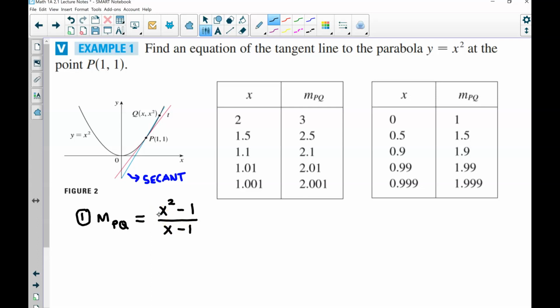So let's just go ahead and pick points. For example, we're going to pick the point Q to have an x coordinate of 1.5 and a y coordinate of 2.25. So let's plug it into our slope.